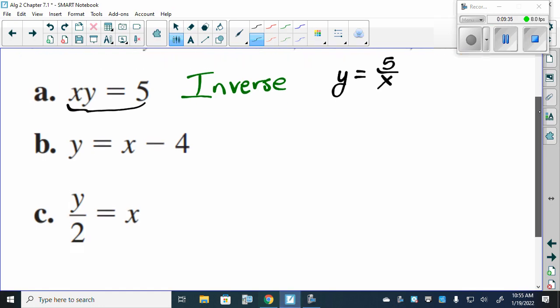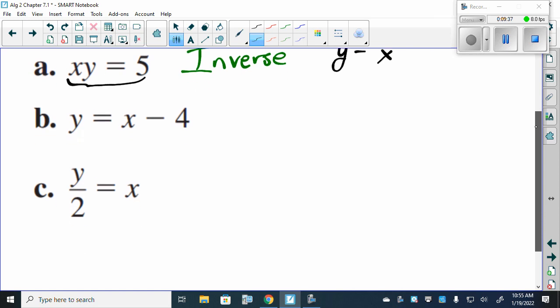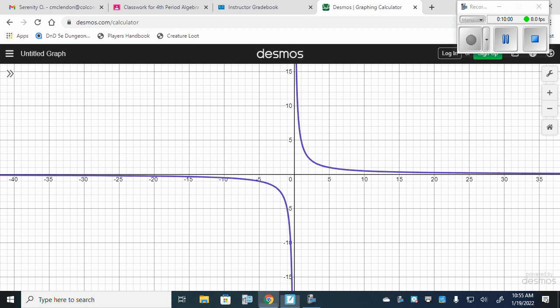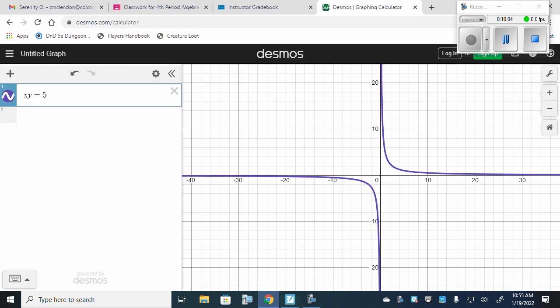So any other questions on A before we skip B and go to C? We'll come back to B in a minute. Now looking at C, would this be direct or inverse variation? Or neither? It's kind of hard to tell, isn't it? So we do know the first one's inverse, yes?